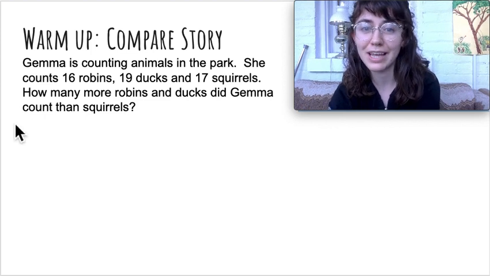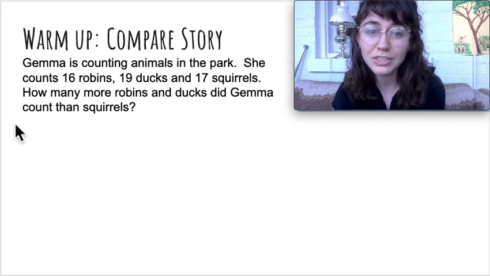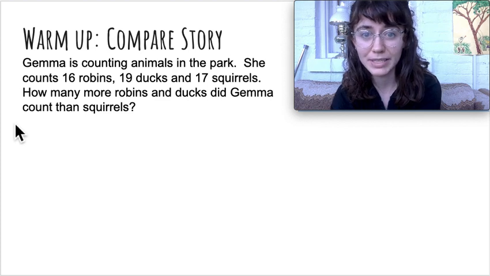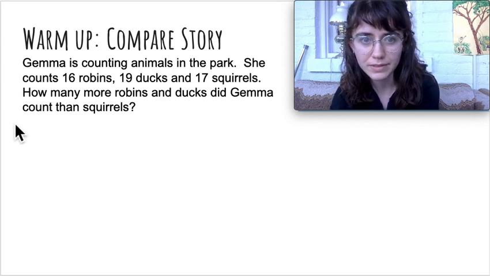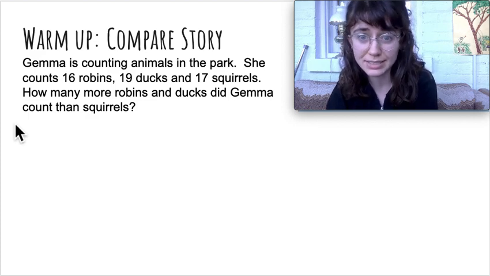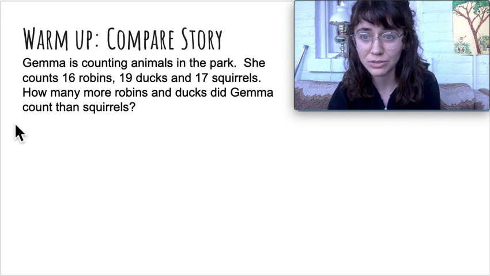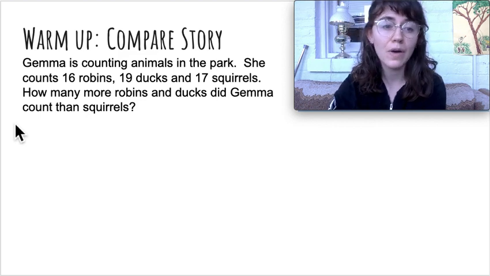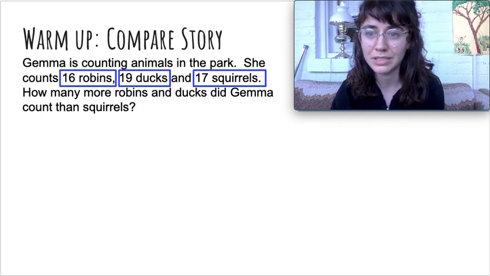Gemma is counting animals in the park. She counts 16 robins, 19 ducks, and 17 squirrels. How many more robins and ducks did Gemma count than squirrels? Okay, so I'm going to put boxes around my important details.